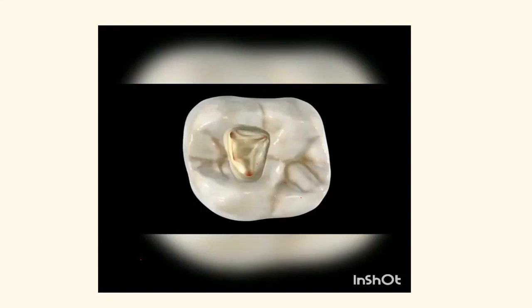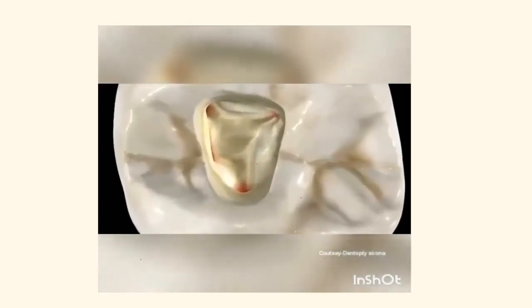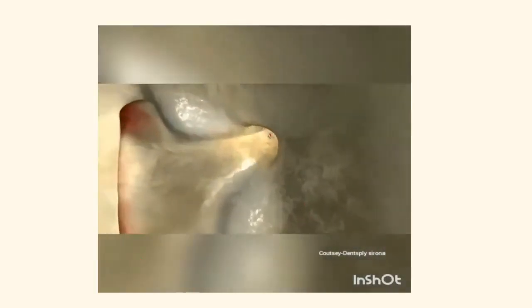And this is a small animated presentation of what glide path means. Please have a look at this video. You can imagine the smooth radicular tunnel from the coronal orifice to the apical constriction.